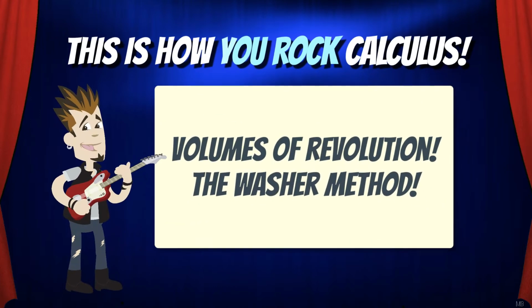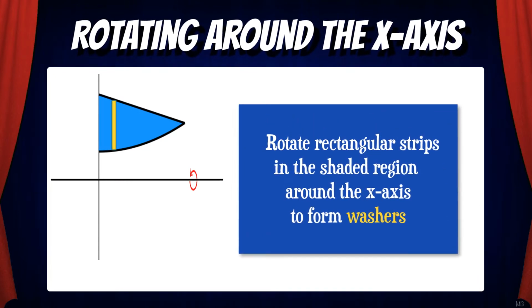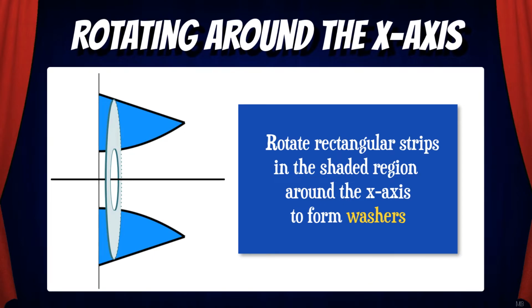Hey everybody, in this video, we're going to be learning about volumes of revolution, specifically the washer method. Here's the big idea. We're going to take the area between two curves and rotate that around the x-axis to form a solid of revolution. In order to do this, we're going to rotate rectangular strips in the shaded region around the x-axis to form washers, which are thin circular slices with inner circles removed.